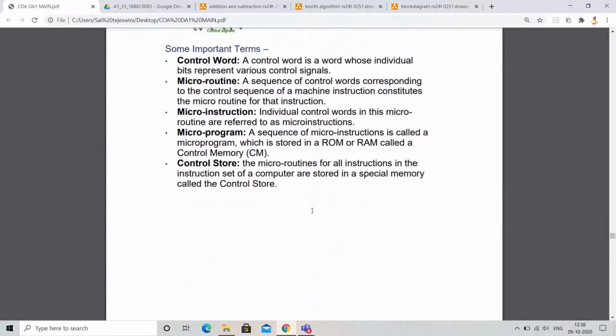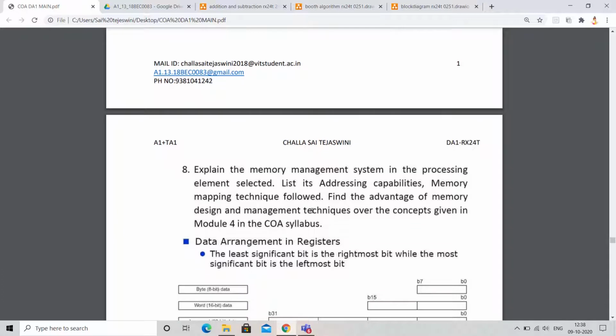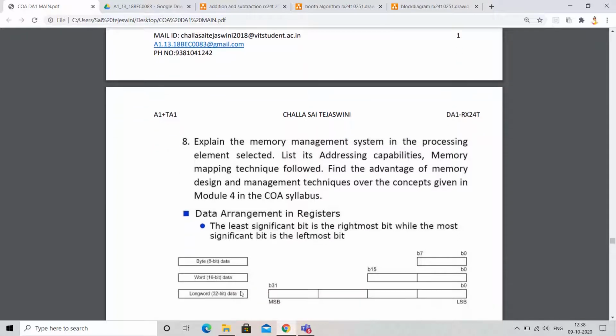Coming to the eighth question, explain the memory management system in the processing element selected. List its addressing capabilities and the memory mapping technique followed. Find the advantage of memory design and management techniques over the concept given in the module 4 COA syllabus.